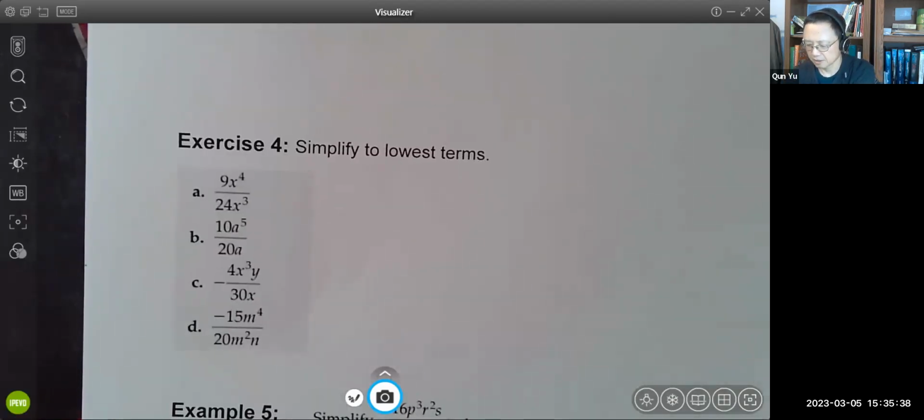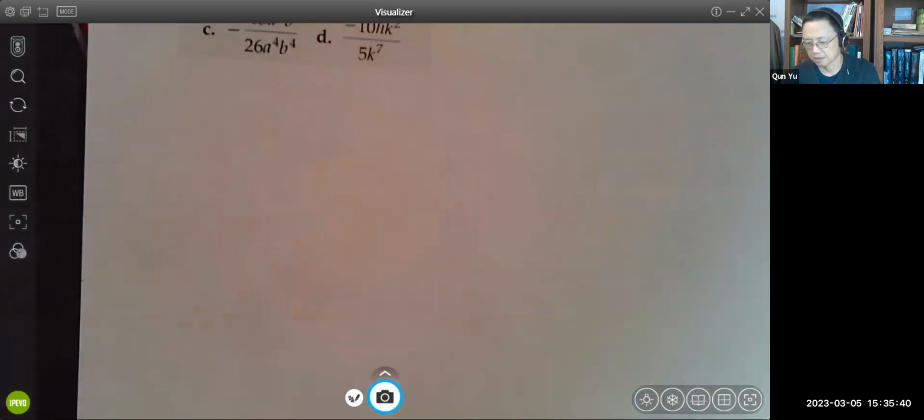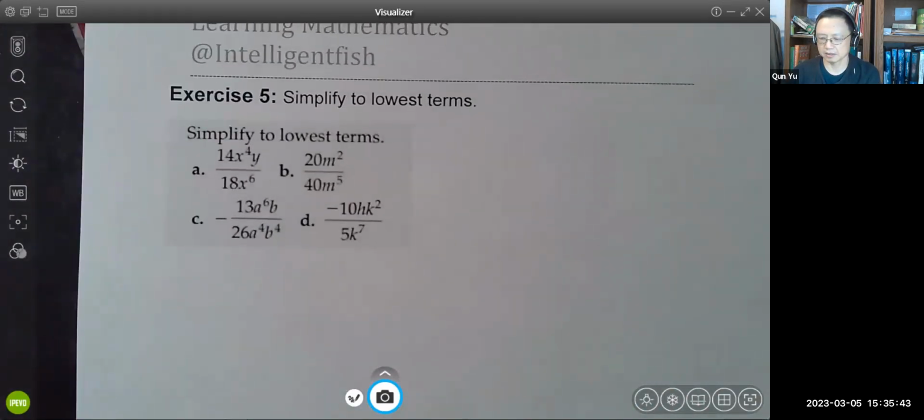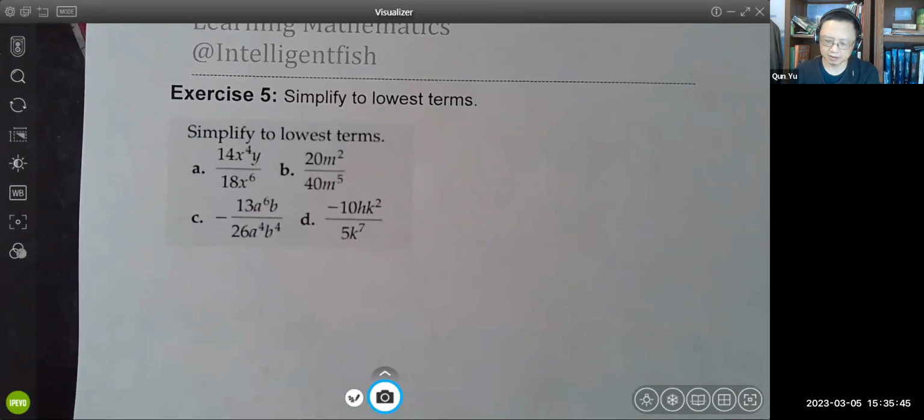And next page. This is exercise number 5. And this is the last one. This is the last one for this video. There's no more example.